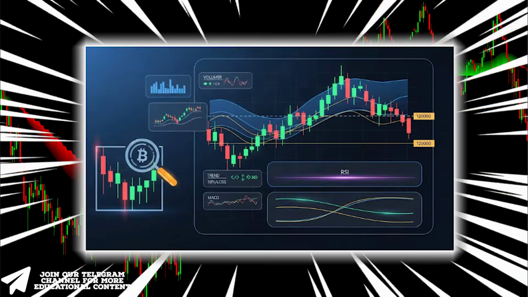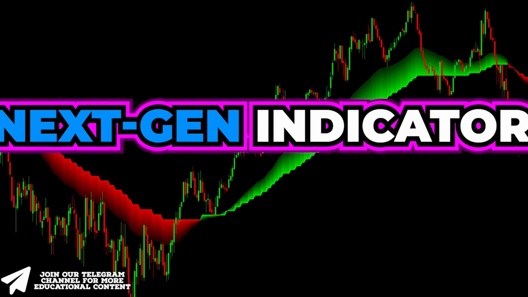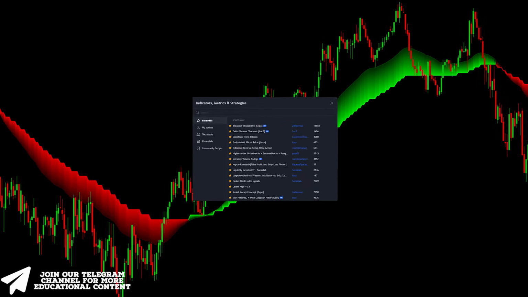Ready to take your moving average to the next level? To add this next-gen indicator, go to the indicator menu.